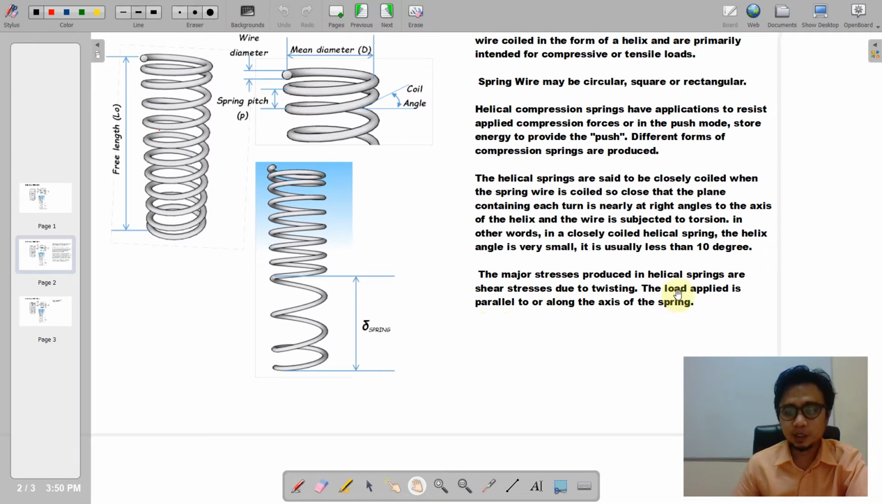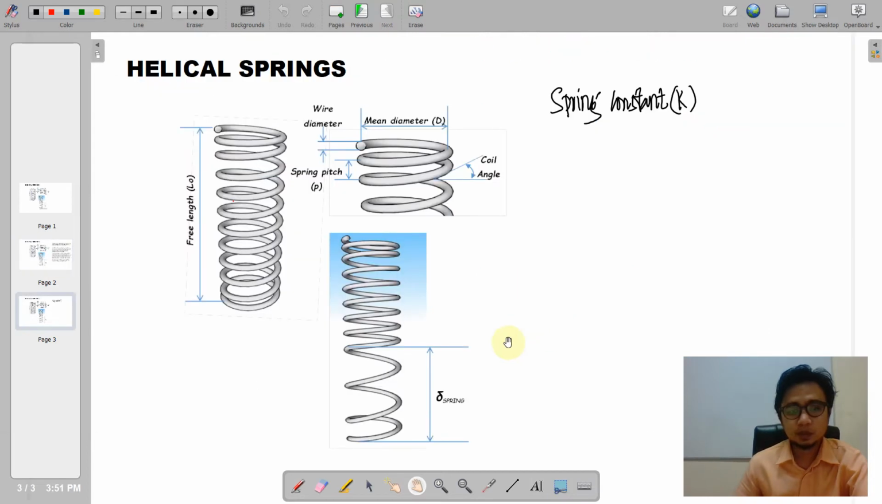As we have said, the major stress produced in the helical spring is the shear stress due to twisting. So expect that we will be having shear stresses. The loading applied is parallel to or along the axis of the spring. I think we are more concerned with what are the formulas involved here.